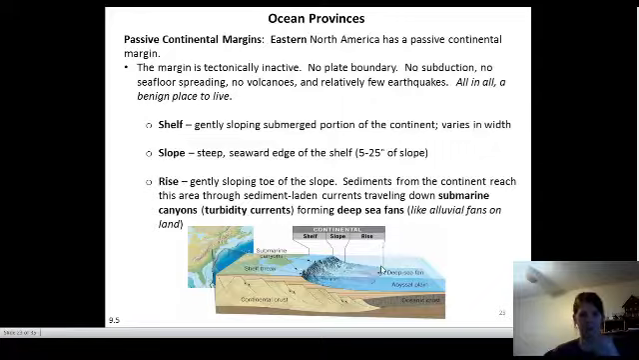Finally, we get our continental rise, which is the gently sloping toe of the slope. So we get a decrease in that slope. We can go from 5 degrees to 3 degrees, or 25 degrees to 10 degrees. And this is where sediment from the continent reaches this area through currents traveling down submarine canyons and forms deep sea fans.